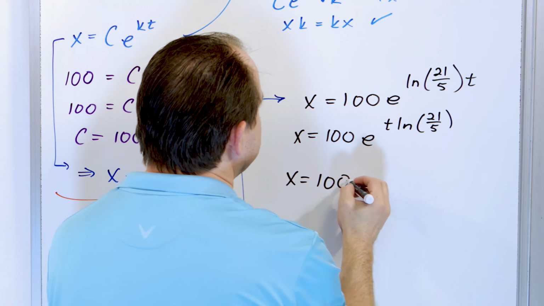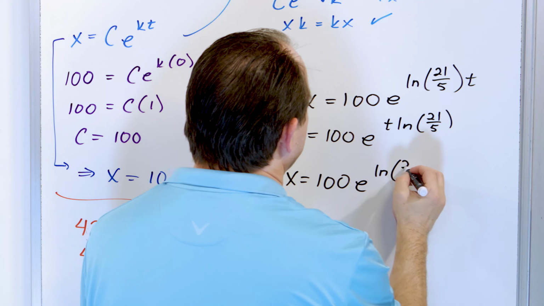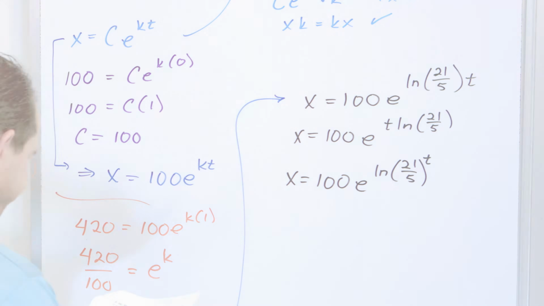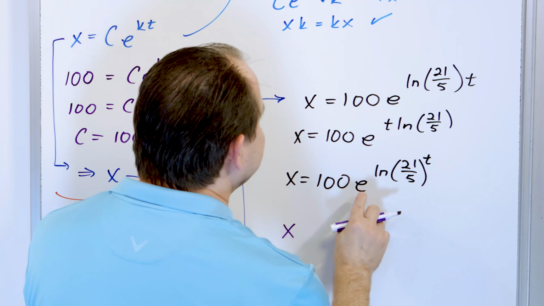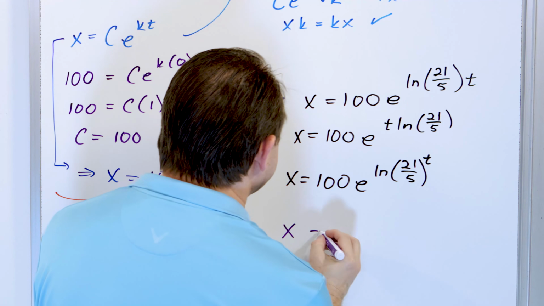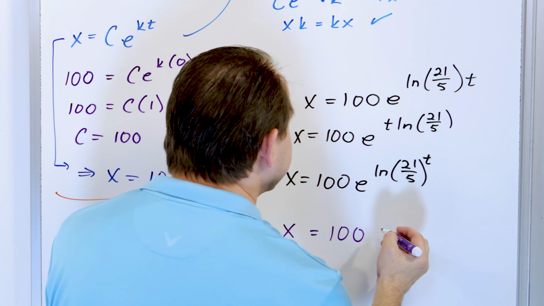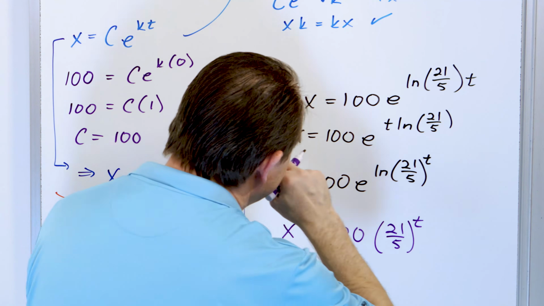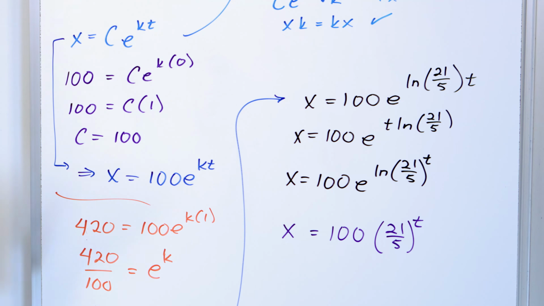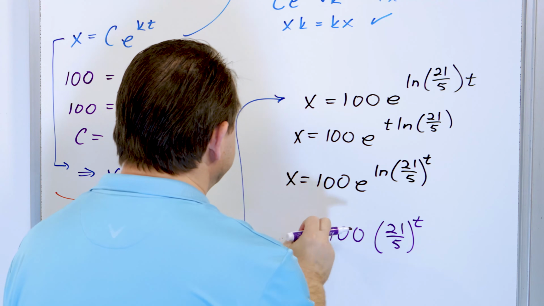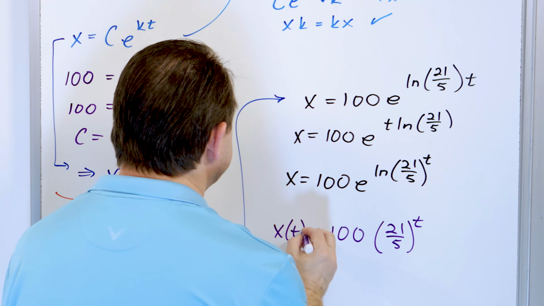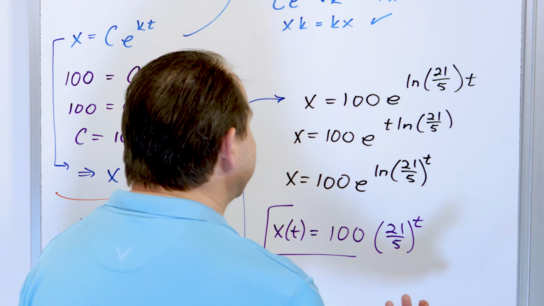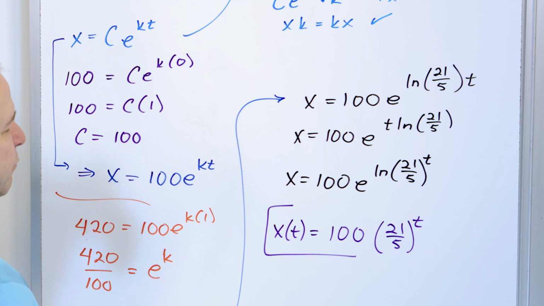So I'm going to get 100, e to the natural log 21 over 5, and then that can go right there, like this. And now I can eliminate, because I have an e and a natural log which annihilate each other, and so it's going to be 100 multiplied by 21 over 5 to the power of t. This is the best version of the equation that we have. This is the population as a function of time. So what I'll do is say x of t, like this, and I'm just going to circle it here, and it encapsulates, I think, cleanly what this problem is really about.